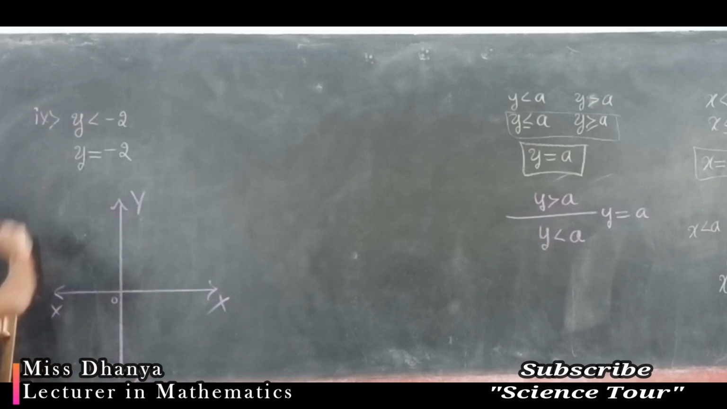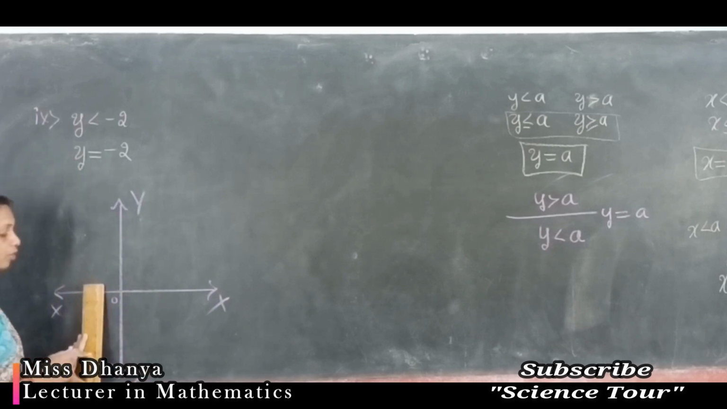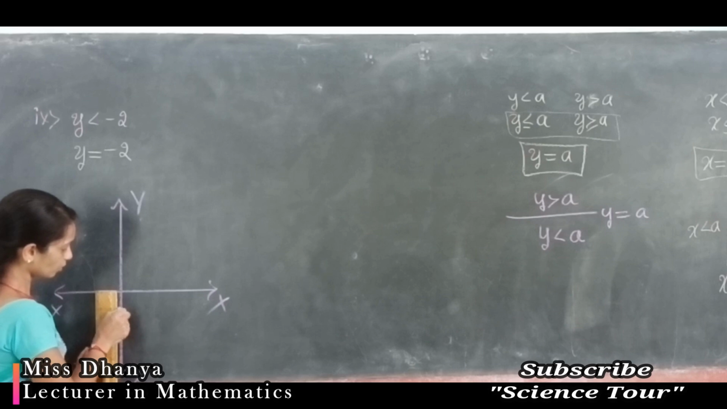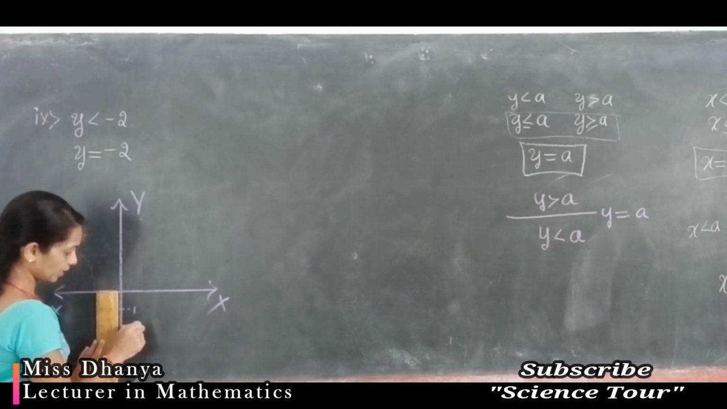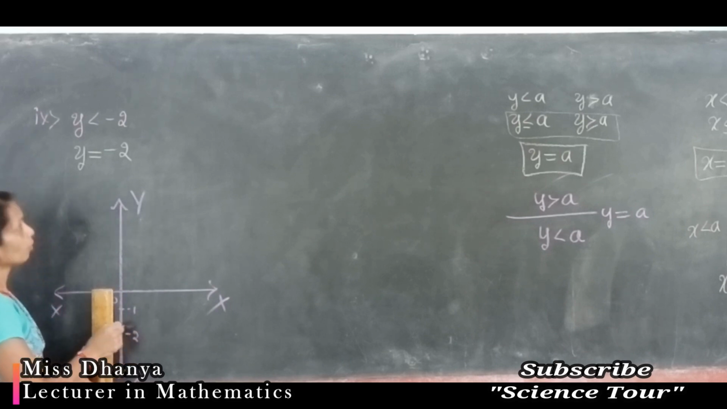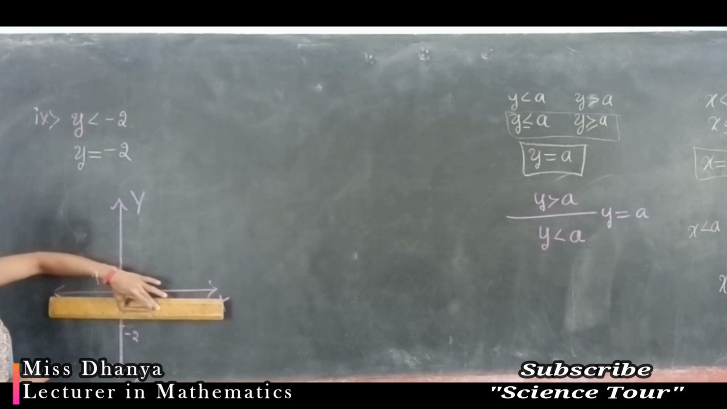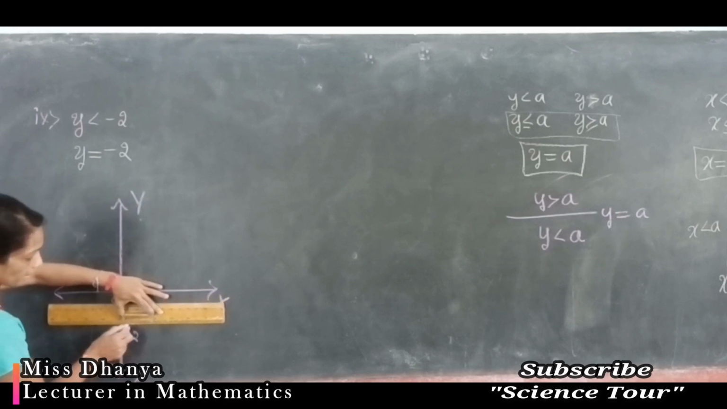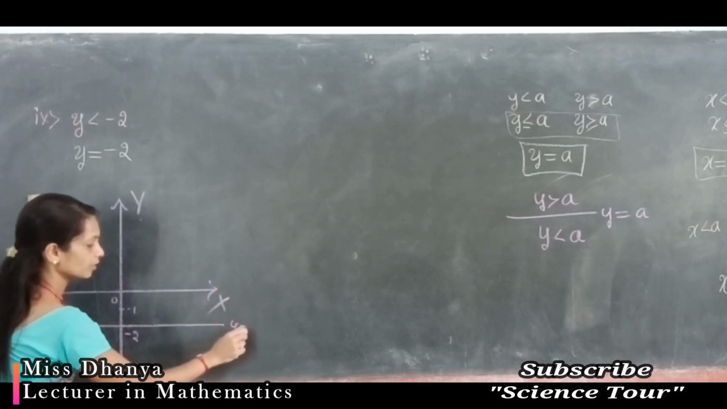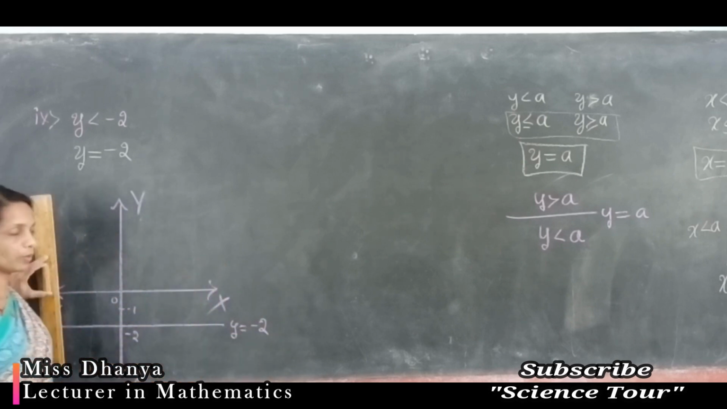Now this is the horizontal line passing through minus 2 on the y axis. On the y axis, up to minus 2, you mark minus 2. This is minus 2. Y is equal to minus 2 means you have to draw a horizontal line passing through minus 2 on the y axis. So this is the horizontal line. Equation of that is y is equal to minus 2.